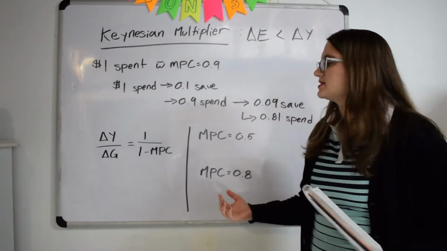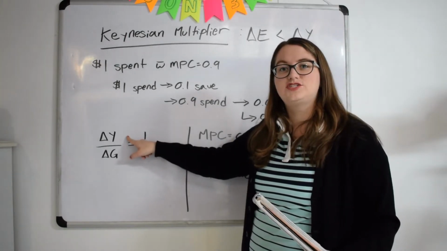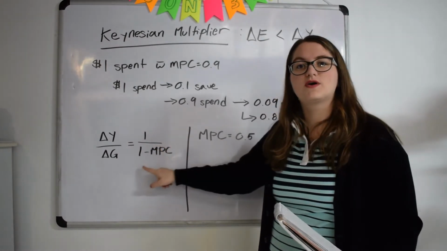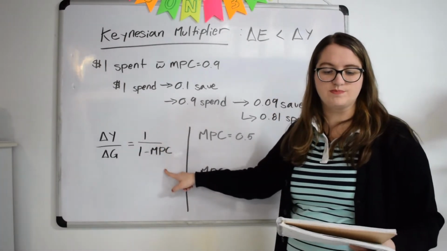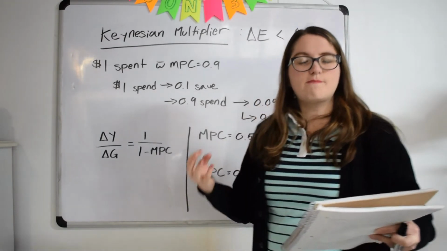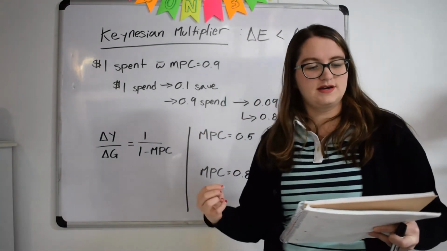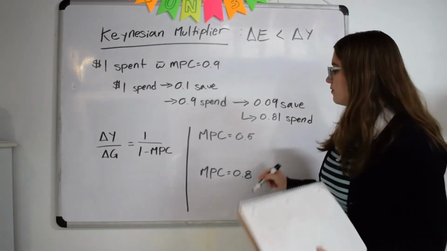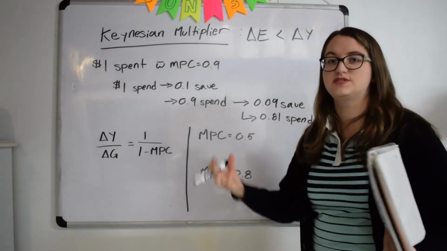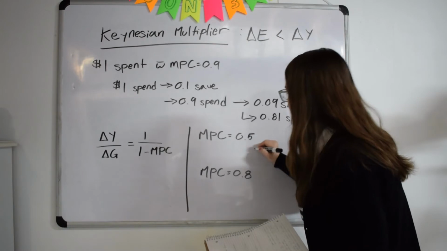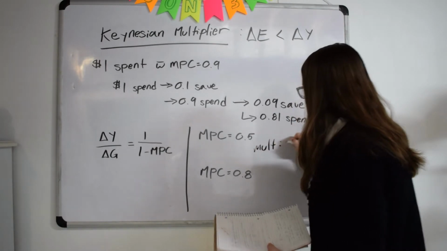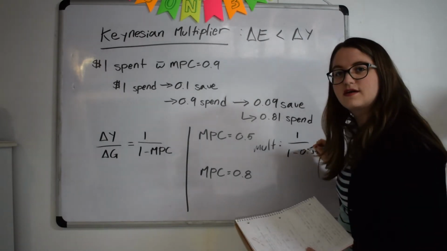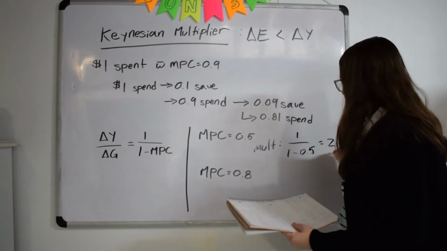We can also write this as the change in GDP over the change in government spending is equal to 1 over 1 minus the marginal propensity to consume. So basically, the larger the multiplier, the more that is spent. So let's do a quick example. If the marginal propensity to consume was 0.5, which means you spent half and you saved half, we would get a multiplier of 1 over 1 minus 0.5, and this turns out to be 2.